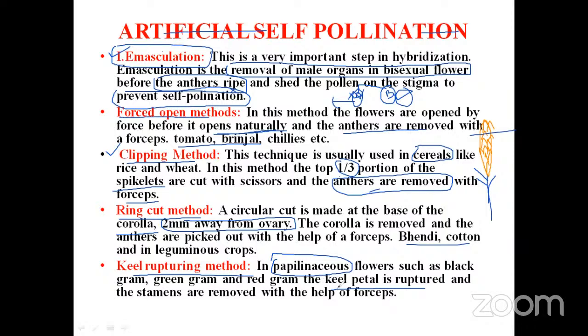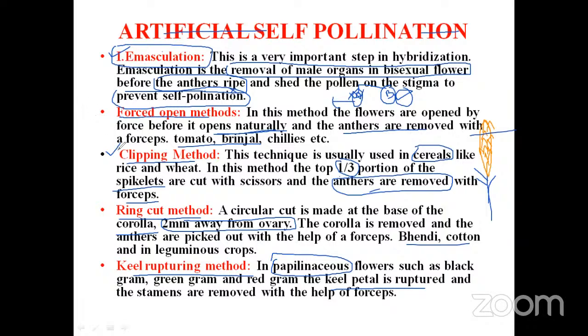If you rupture the keel petal, what happens? The stamens are exposed. Now we can easily pick them up with the help of forceps. That is the keel rupturing method. Is it clear? These methods are all self-pollination preventing methods, clear?